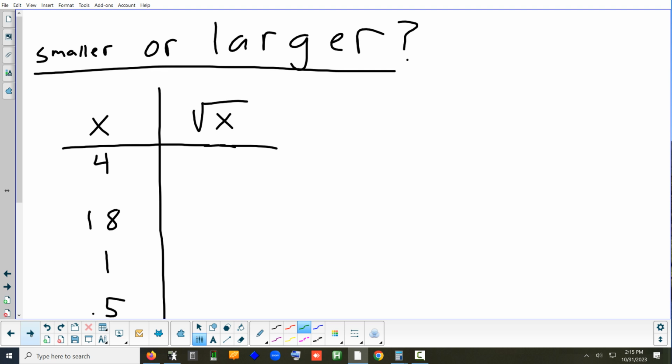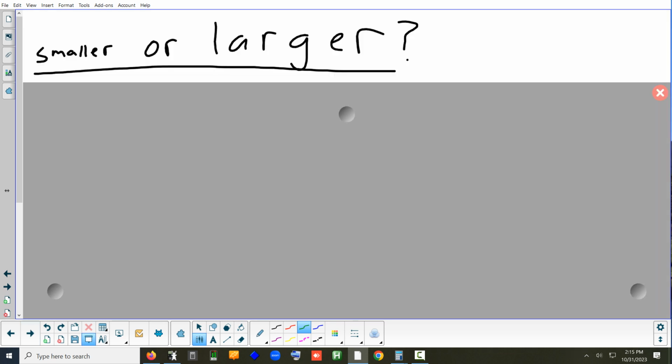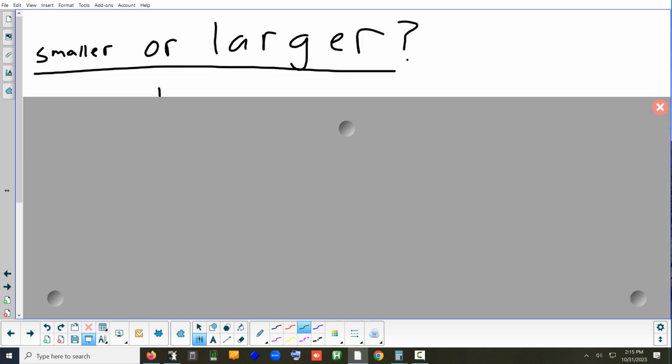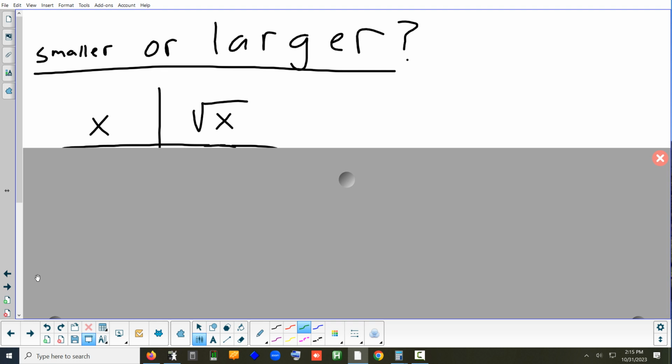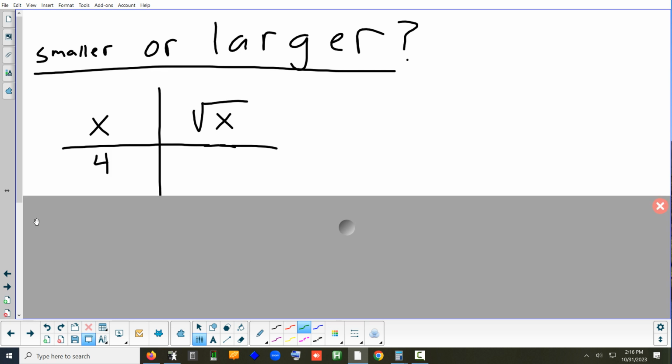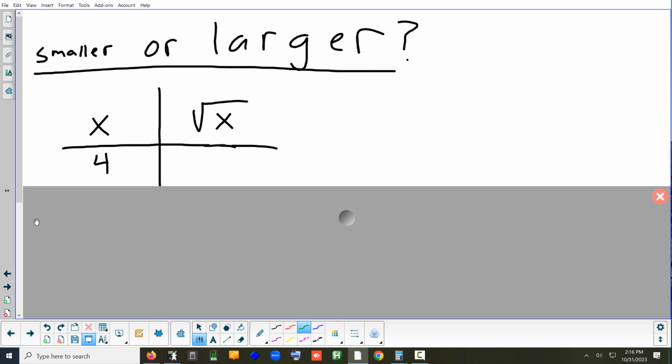All right, let's look at this one. We're going to take some square roots and see if when you take a square root, it gets bigger or smaller. See what I did with the font there too? Smaller, it's smaller, and larger, it's larger. Let's try 4. When you take the square root of 4, what happens? It gets smaller. What do you get? 2. So when we took the square root, it got smaller.